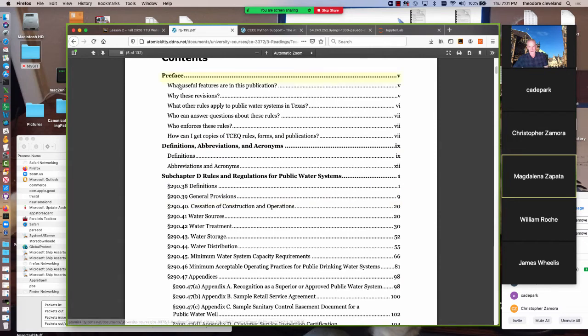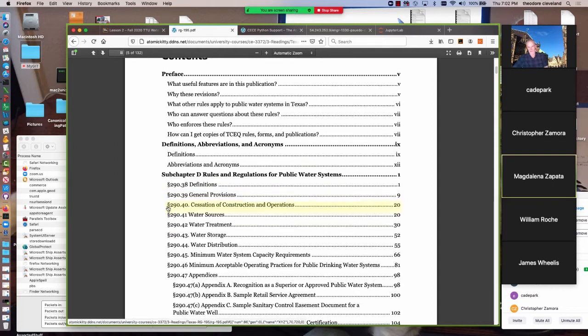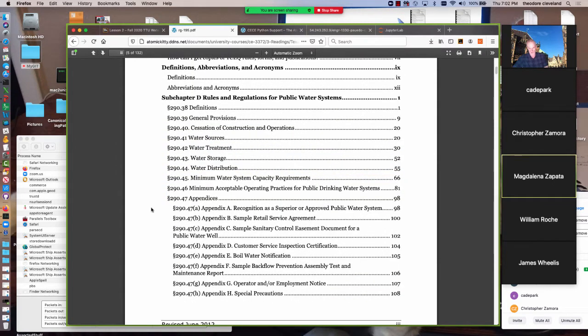And it says what's the point, so forth, definitions, acronyms, and then it goes through the various rules. Subchapter D of Texas Administrative Code, I don't know if it's chapter 29 or 30 or 31, section 290.38, and so on. The classification system of the Texas Administrative Code is kind of weird. In fact, that symbol right there, which means section, is hard to find on a computer keyboard. And then it has a set of appendices associated with it.